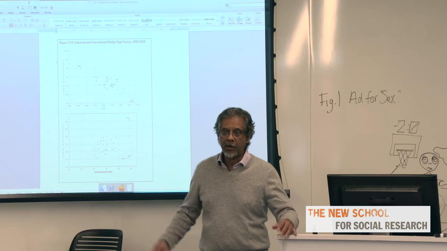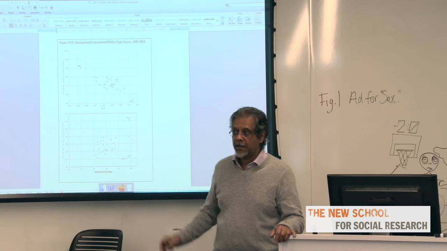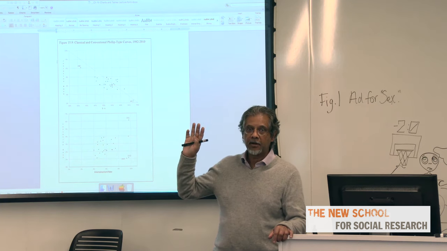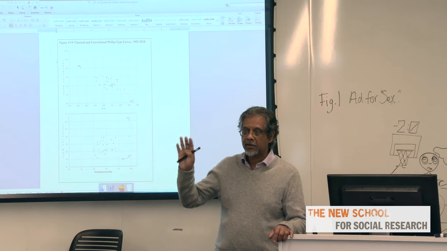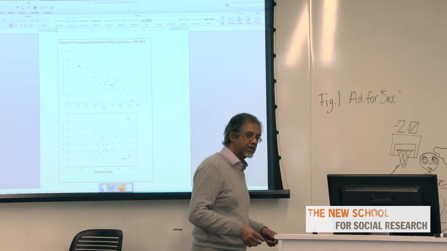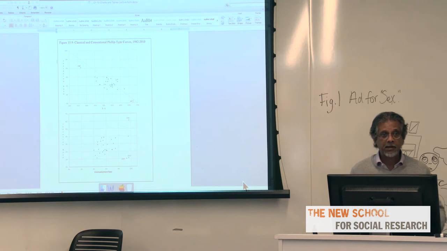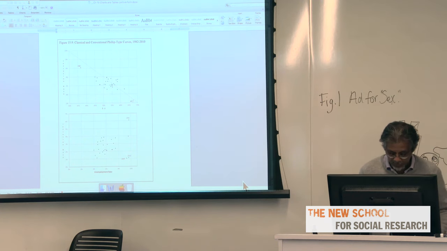Which is exactly why people gave up on the Phillips curve. Okay? So any questions here? We're moving towards putting the whole story together. I always like to see the data first, because after all, you're hypothesizing about the actual variables, so you should at least take a look at them before you hypothesize.